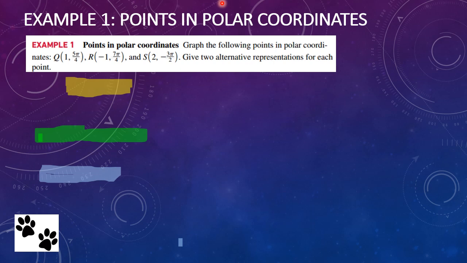Let's look at example 1 based upon what we've just learned about polar coordinates. Graph the following points in polar coordinates: Q, which is (1, 5 pi over 4), R, (-1, 7 pi over 4), and S, (2, -3 pi over 2). Also give two alternative representations for each point.